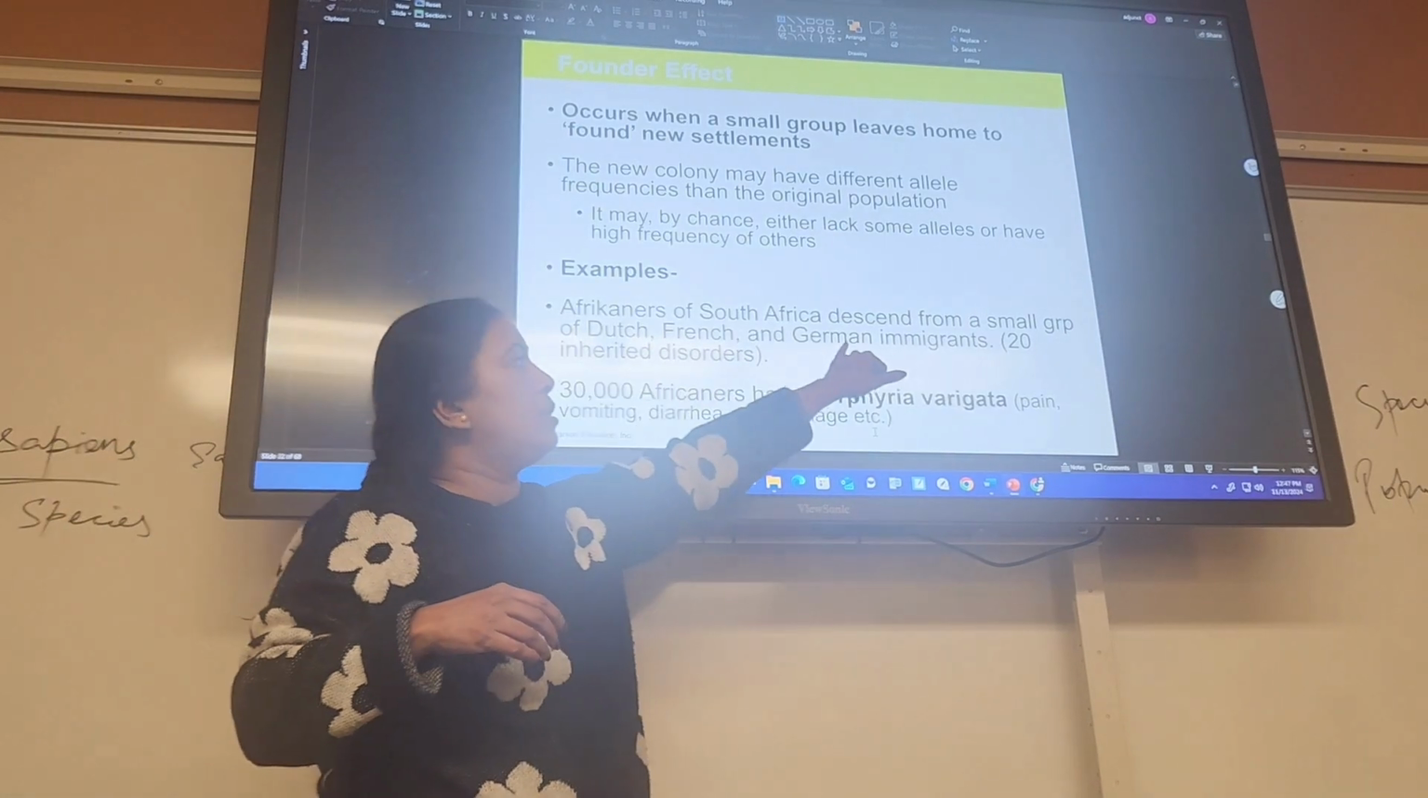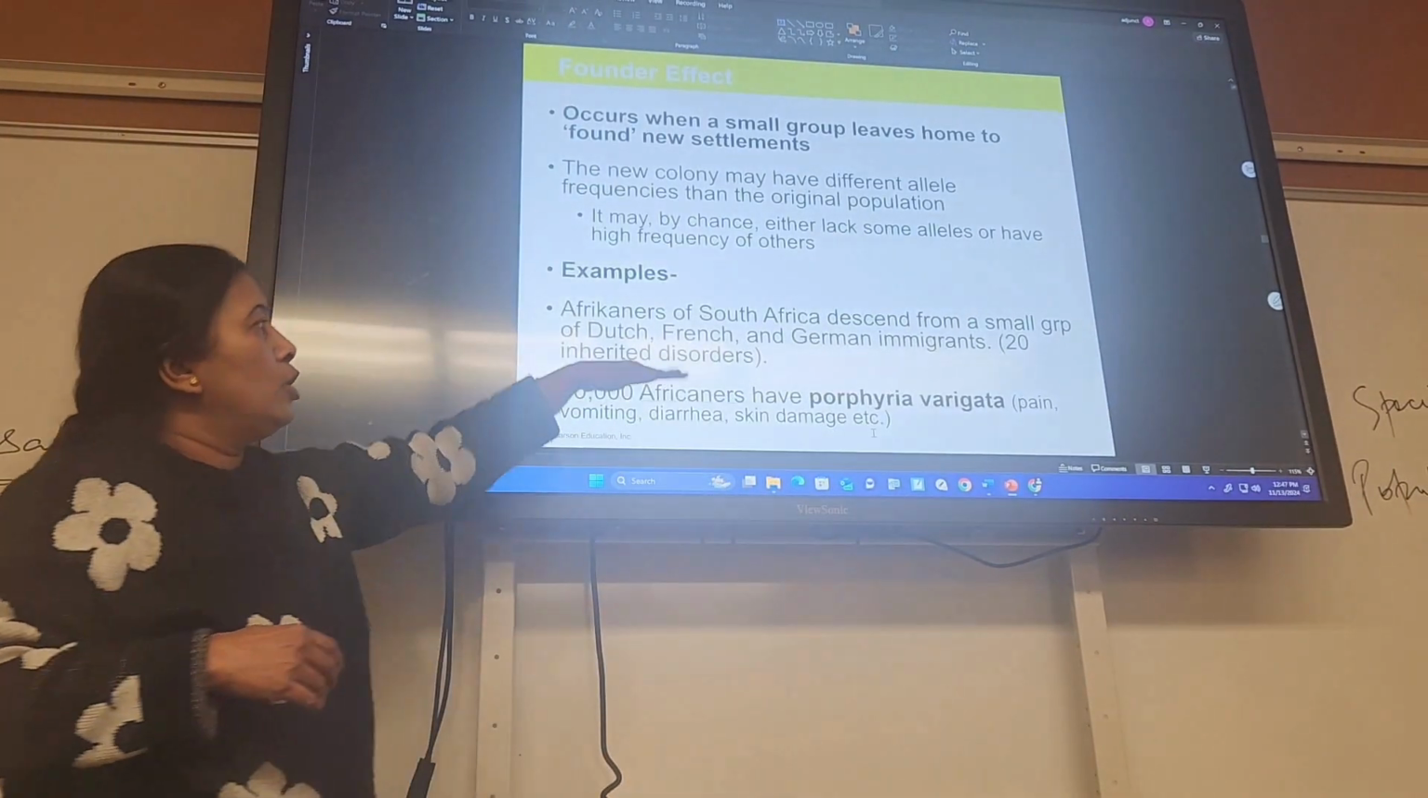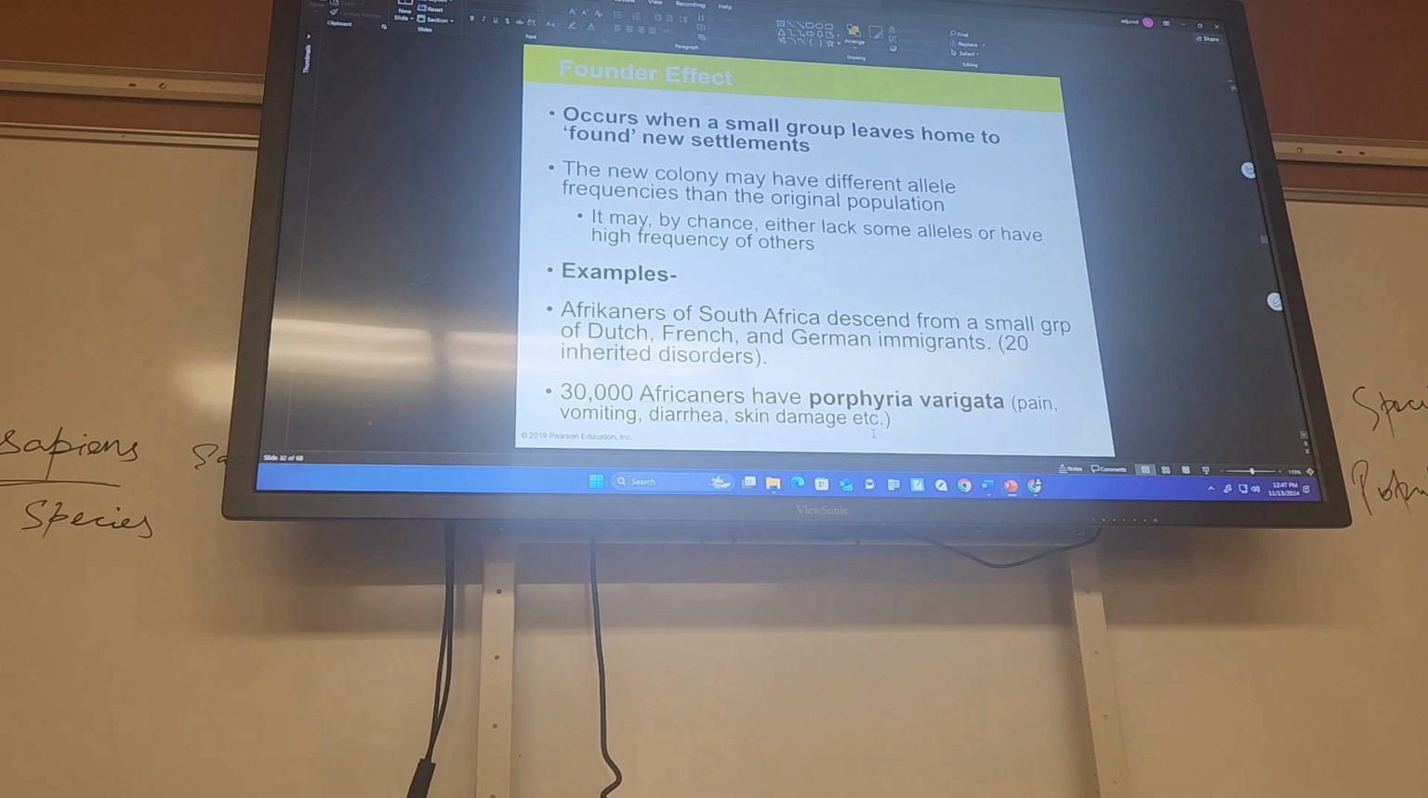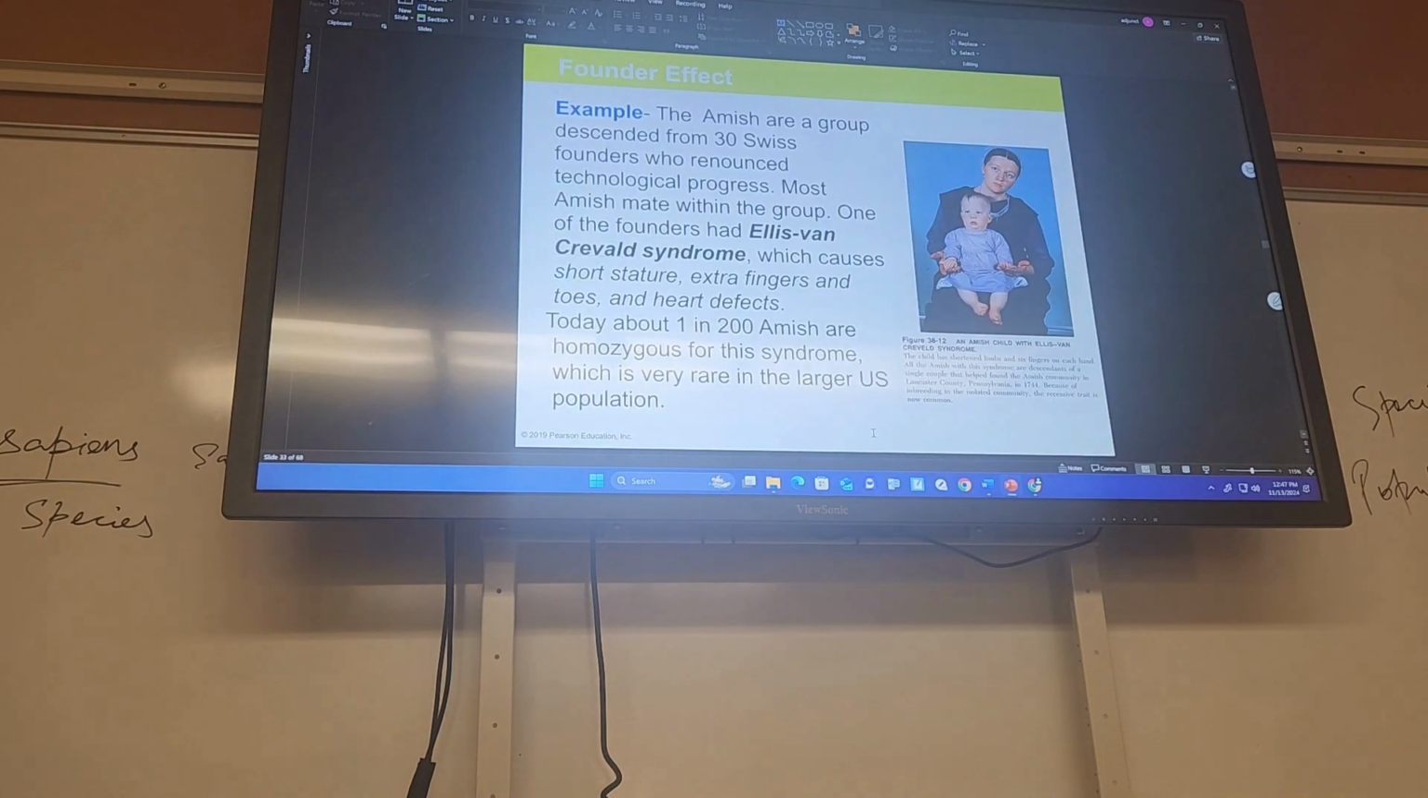Dutch, French, and German immigrants. About 20 inherited disorders. What does that mean? Let's try to see this example so that it makes it clear.